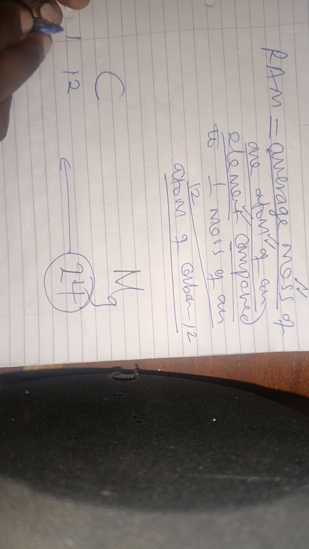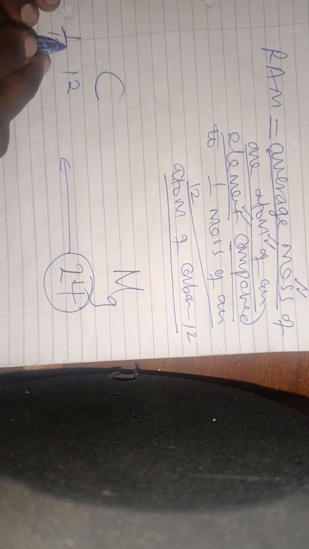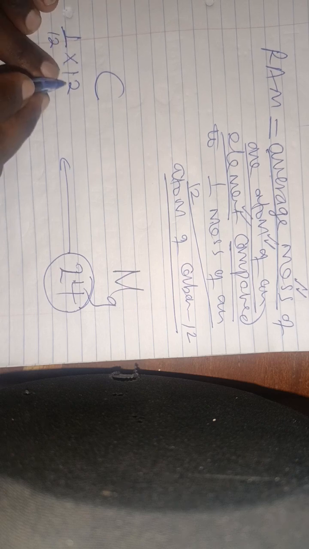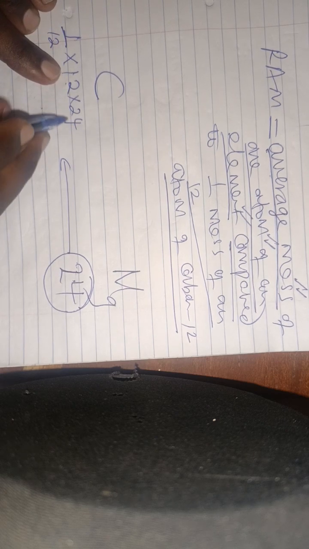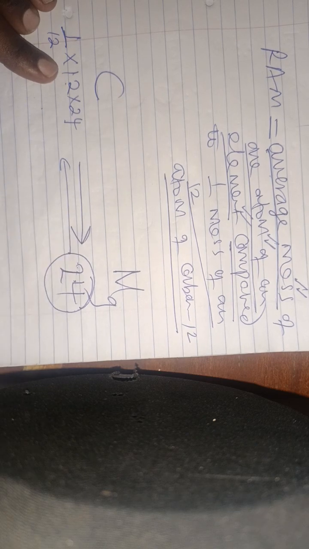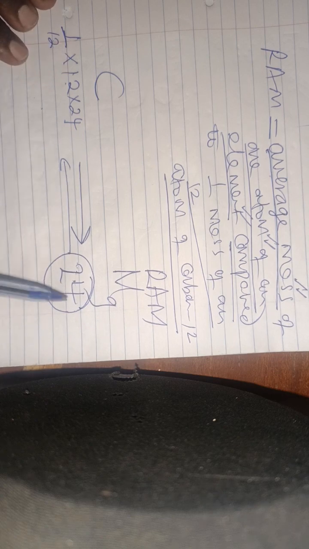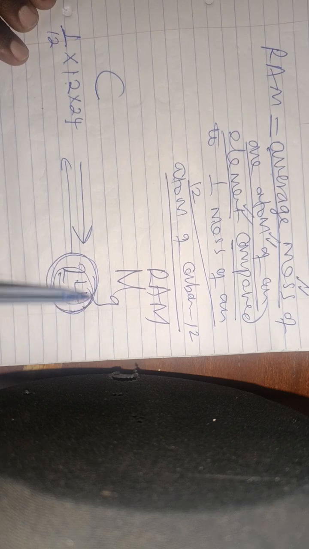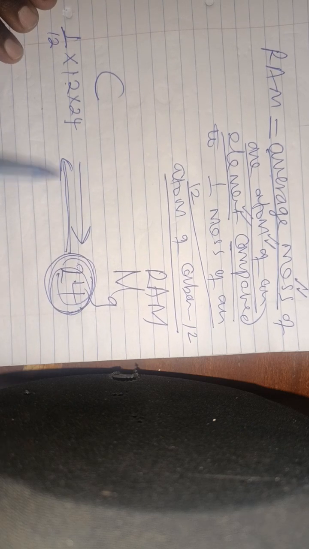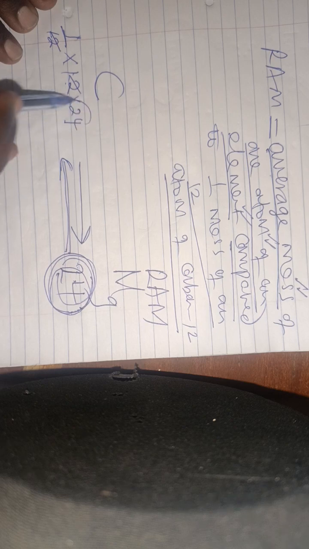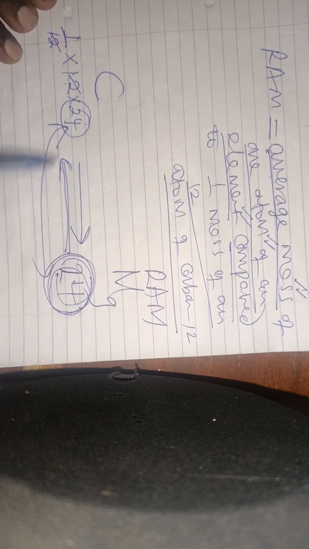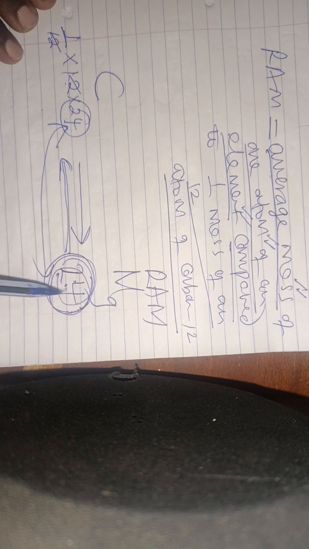So you'll say 1/12 mass of carbon 12, times that mass, 24. What are you going to get? You should actually get the RAM of this atom of magnesium. So you can say average mass of an atom of an element relative to 1/12 mass of carbon 12. Because this and this will disappear, the resultant mass just ends up becoming 24.